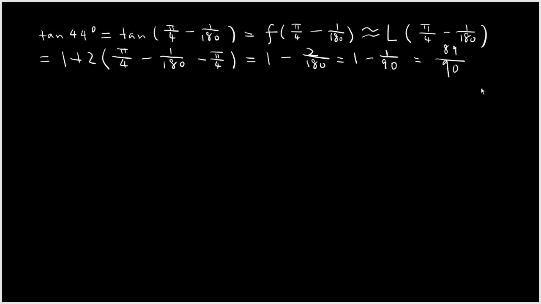Again, if you want, you can use your calculator to compute two numbers: tan of 44 degrees, and the other number is 89 over 90. The two numbers are very close.